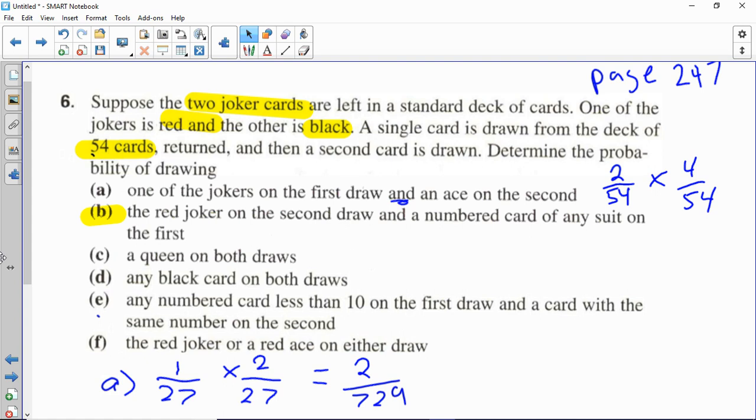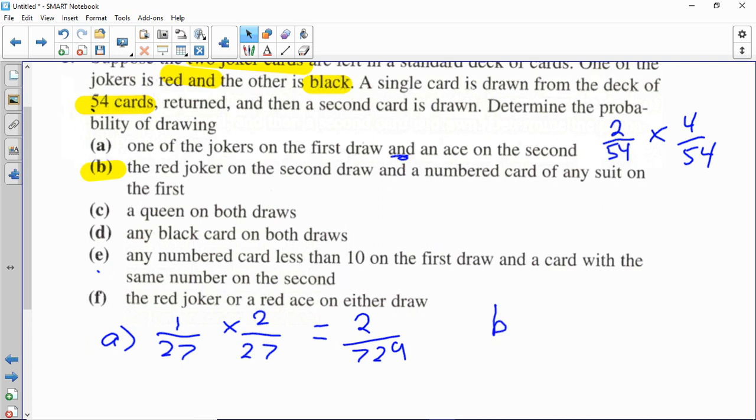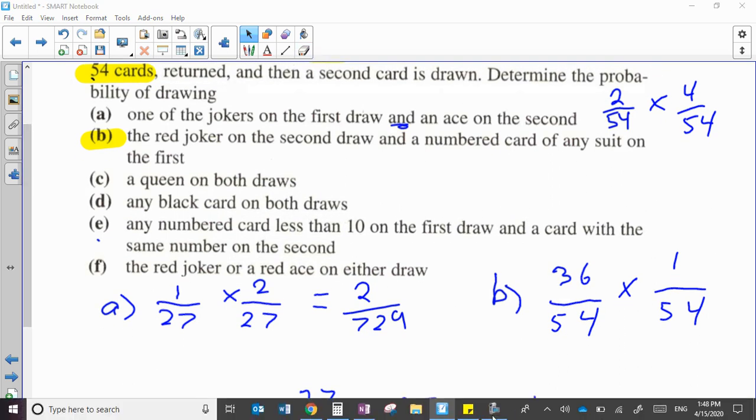A red joker on the second draw and a numbered card of any suit on the first. Now, I would assume that ace is a numbered card, but apparently your textbook does not, which means that if I look at the first draw, there are 9, okay, so 2 through 10 of each suit. So we have 36 of the 54 cards are numbered. I would have thought that's 40, but the textbook's saying 36. Times the red joker, there's only 1 of those. Okay, and then if you multiply those together, you will get, I believe it's 1 out of 81, which is the correct answer.